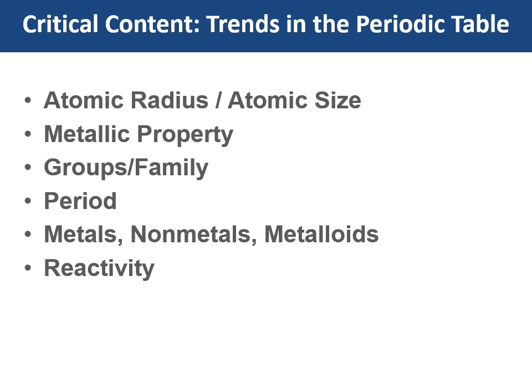Next one. In terms of the trends in the periodic table, another features on our periodic table are atomic radius, atomic size, metallic properties. We also have groups and families in period. We also have metals, non-metals, and metalloids, and the reactivity of elements. Okay, these are important topics about the trends in the periodic table, class.